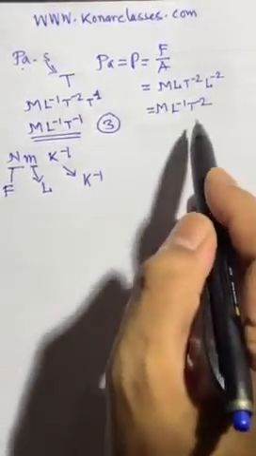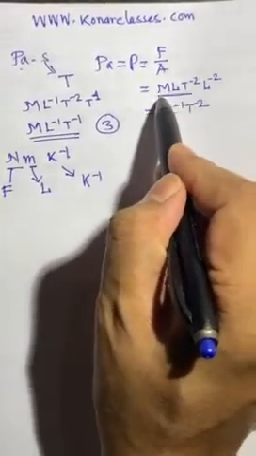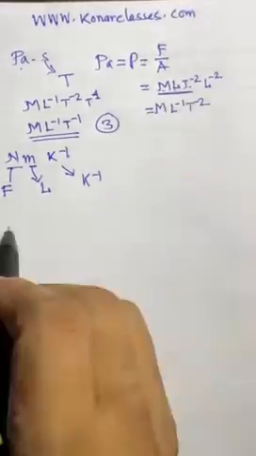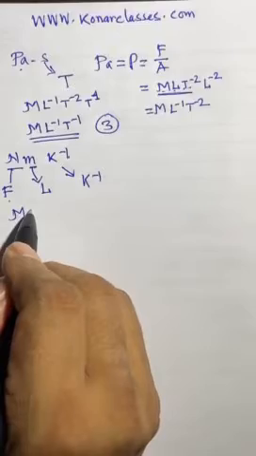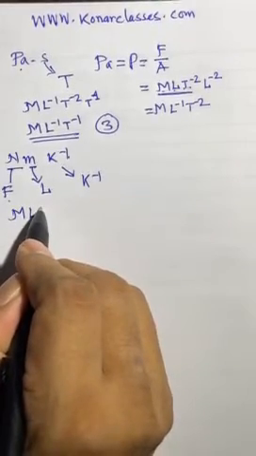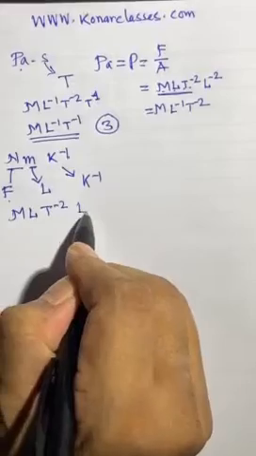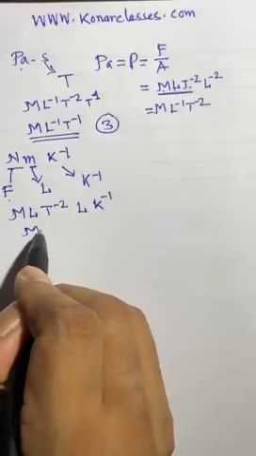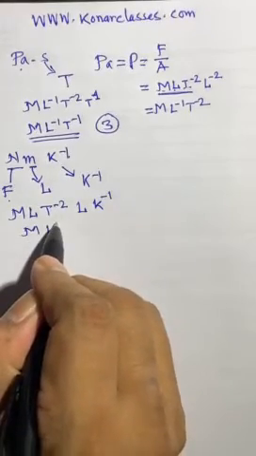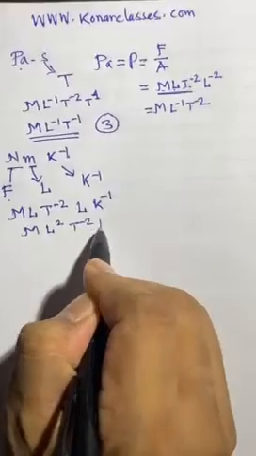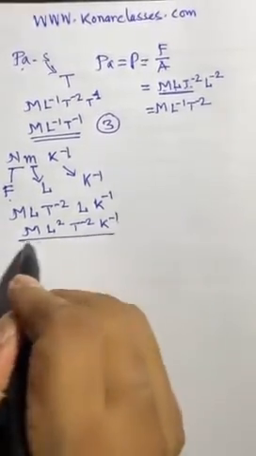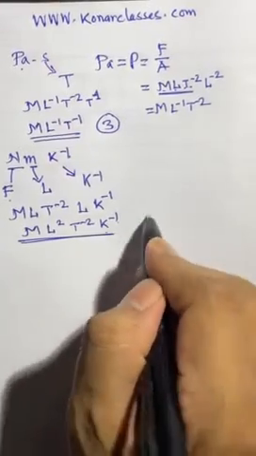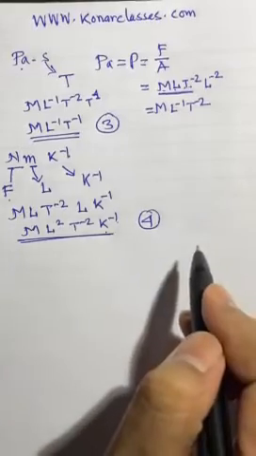So force, what we have seen here, is coming like this, m l t to the power minus 2, mass into acceleration. So you put that value of force, m l t to the power minus 2 into l K to the power minus 1. If you simplify, it will come m l square t to the power minus 2 K to the power minus 1. It is line number 4 on the right hand side.